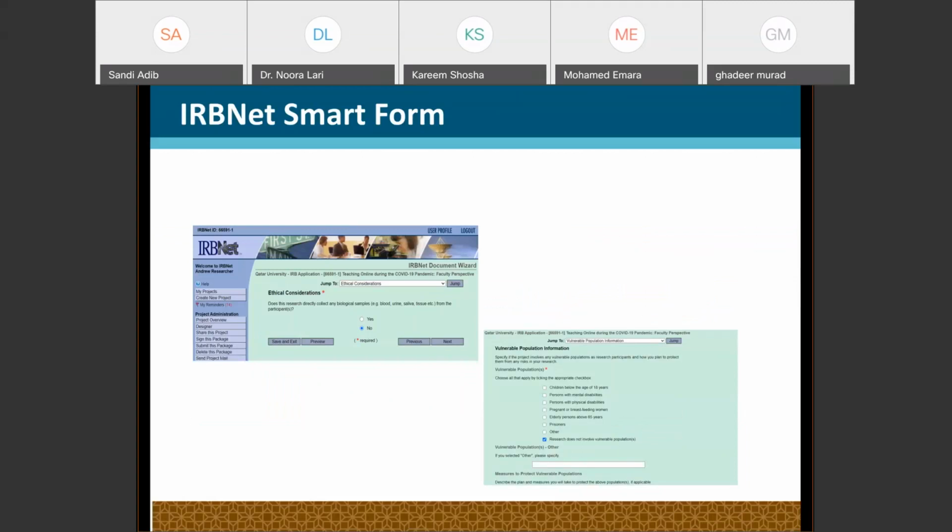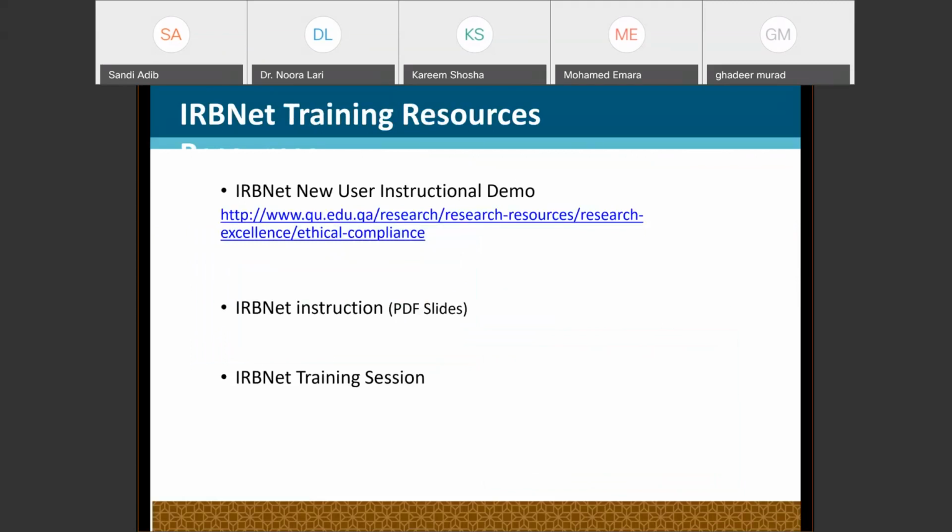The IRBnet Smart Form is also very easy to navigate and use. If you are submitting in English, kindly use this Smart Form because it will make your life easier. Also, the IRB training resources are available on the ethical compliance page. We have an instructional demo. We can also provide PDF slides to guide you, and we will have a training session, inshallah, next week that will also be concerned with how to use IRBnet as a researcher.